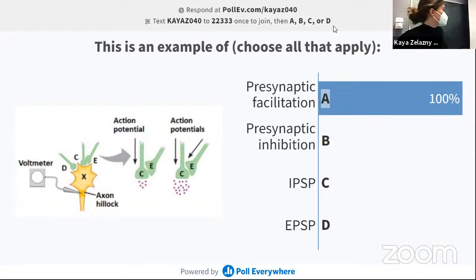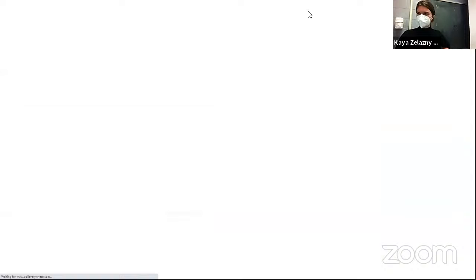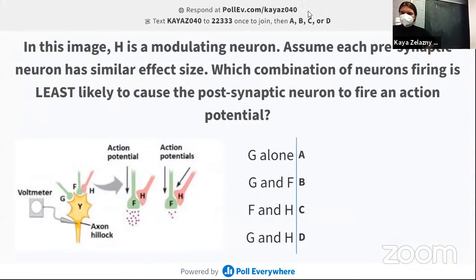Okay, great. So yes, what this modulator neuron E acting on C is doing is facilitating its activity. So this is presynaptic facilitation, where we have this axo-axonic connection. Okay. So now we're going to try a different modulating neuron. In this case, which is the least likely to cause an action potential to fire in our postsynaptic cell.